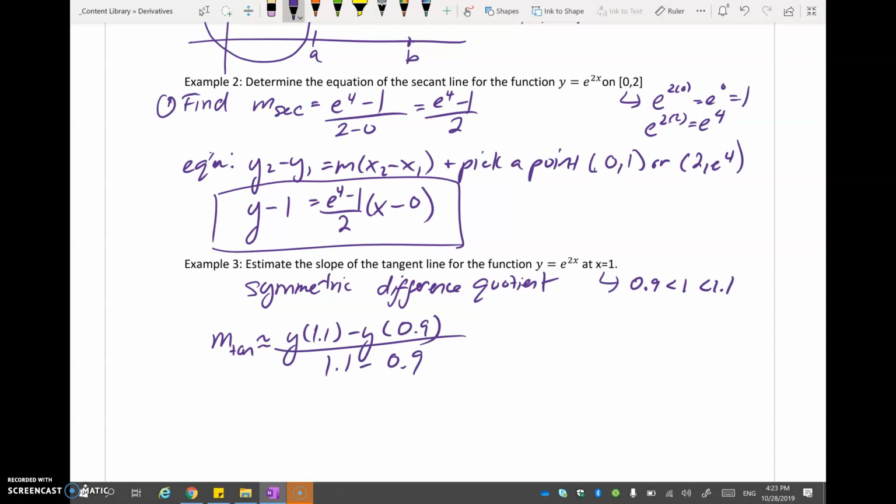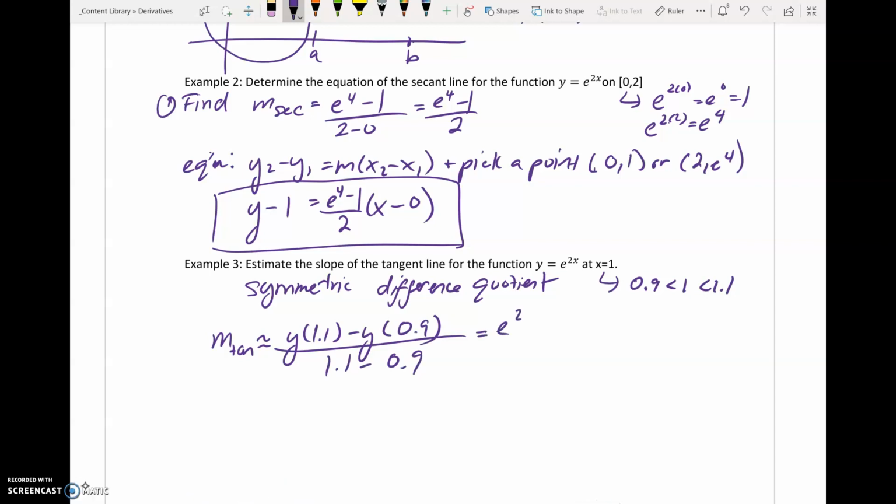So this is going to be e to the 2 times 1.1 minus e to the 2 times 0.9, all over 1.1 minus 0.9. So you can plug this into the calculator. You're going to need to for this one because there will be a lot of decimals. This is going to be about 14.877.